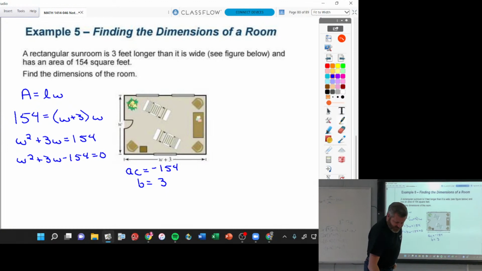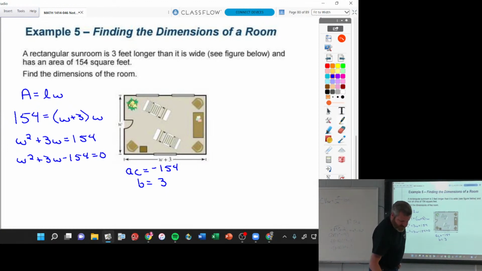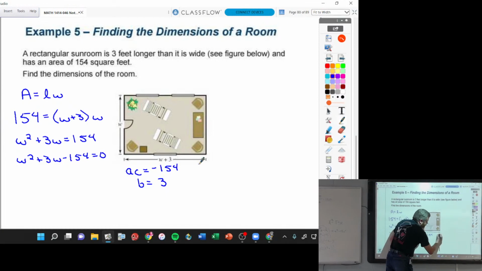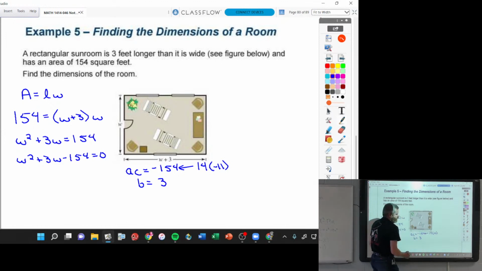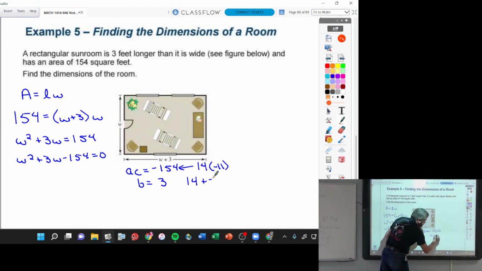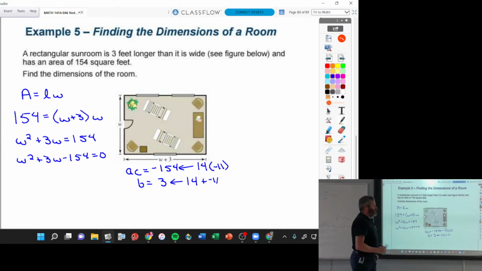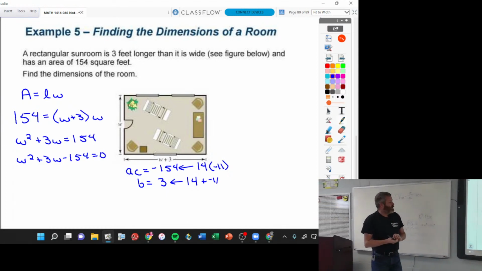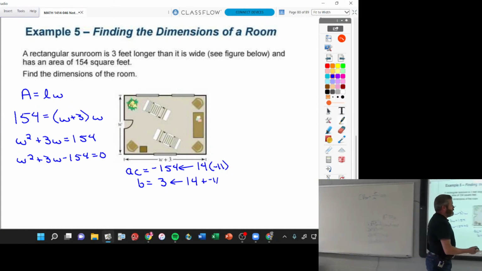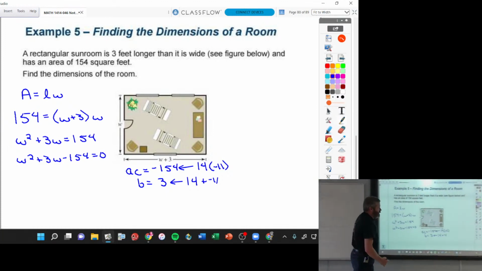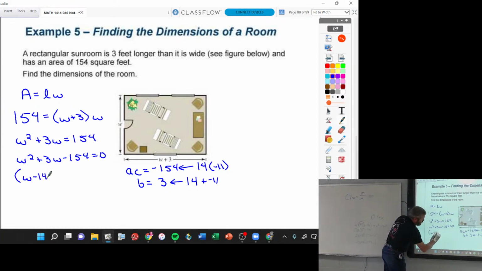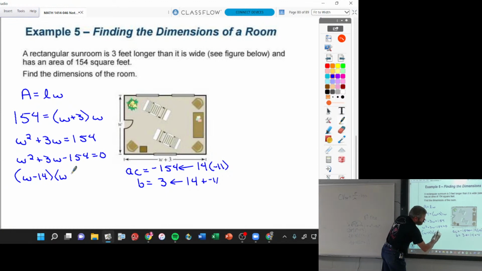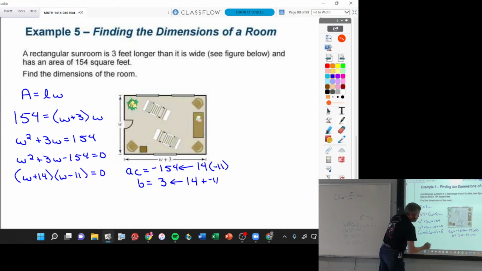I believe it's 14 and 11. 14 times 11 is 154. So I need the bigger number, I need the 14 times negative 11. That's going to give me the negative 154. And 14 plus negative 11 gets me the 3. So my numbers are 14 and negative 11. And again, because my A is 1, I don't have to worry about grouping or anything. I can go ahead and write this down. I have W minus 11 times W plus 14 equals 0.